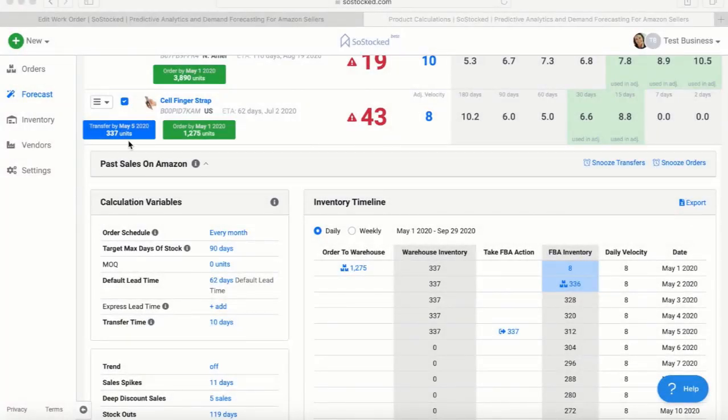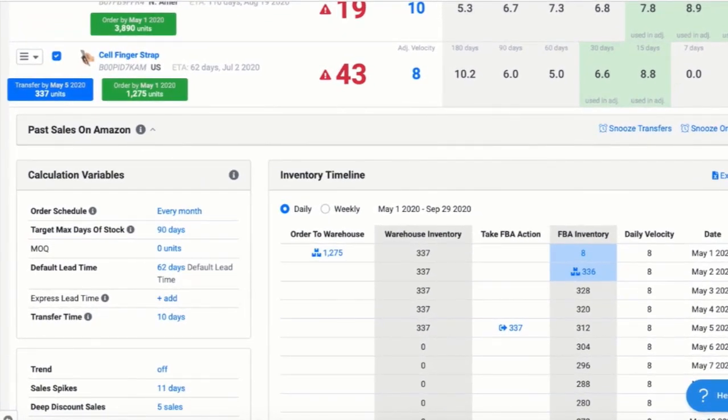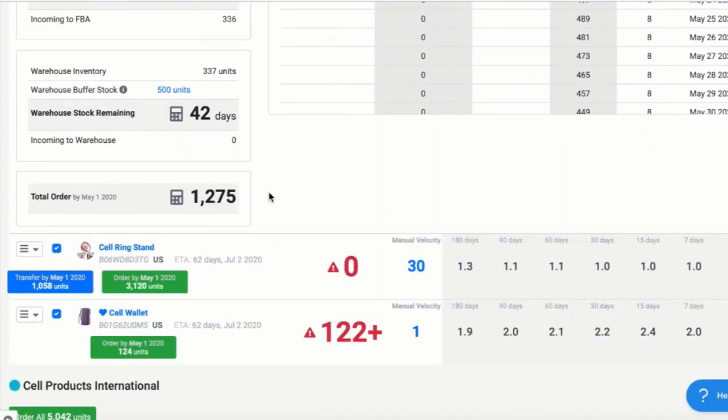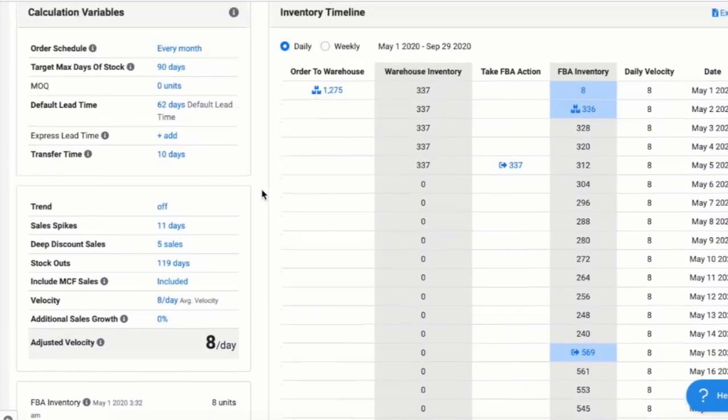Really, if you don't know how your inventory management tool works, how it accounts for stockouts, how it accounts for sales spikes, how it calculates sales velocity, it's actually more of a liability to your business than it is an asset. So a real live example is with this product here, this Self Finger Strap. There is a stock out that has occurred with this product, and we're looking at the average of 30 days and 15 days, and we see that the adjusted daily velocity is 8 units per day. Now that's going to have us ordering 1,275 units in our next reorder.